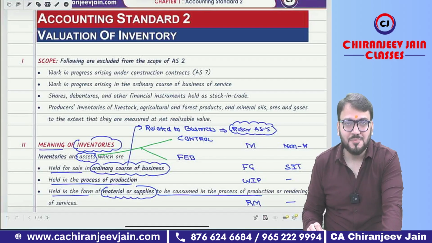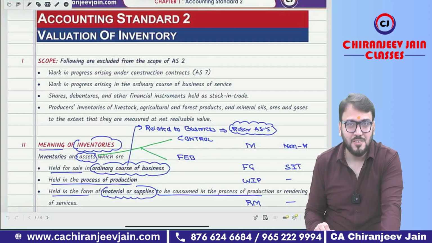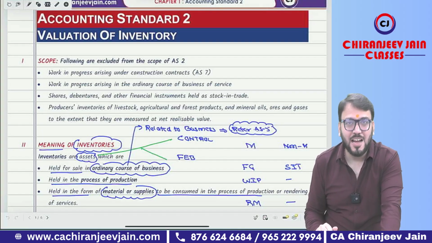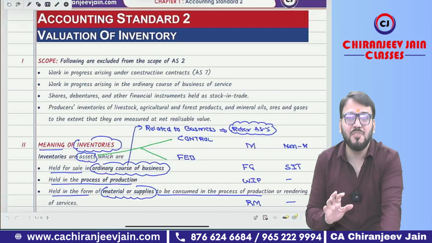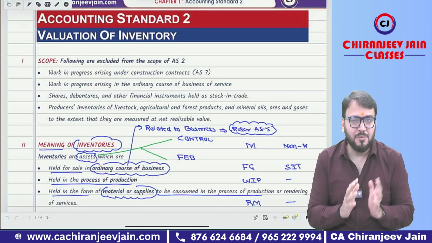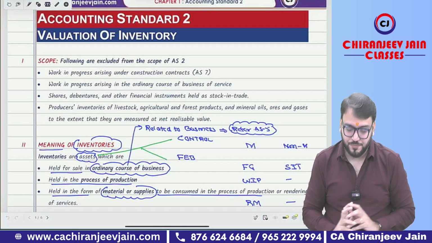Today we are going to start lecture number 3 for CA Inter Advanced Accounting regular batch. Last day we started accounting standard 2, that is valuation of inventory. Let us revise once whatever we have done for AS2.